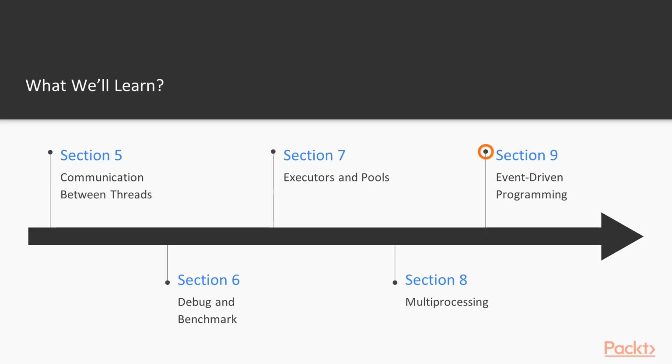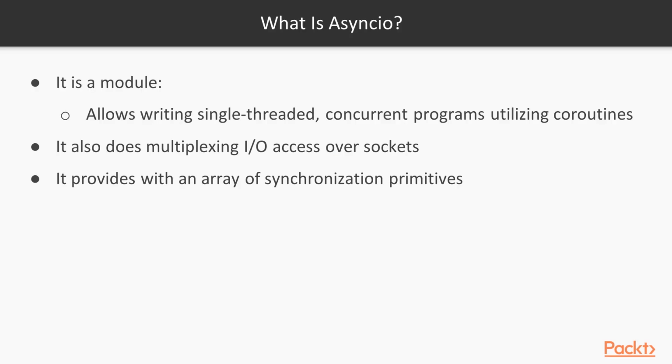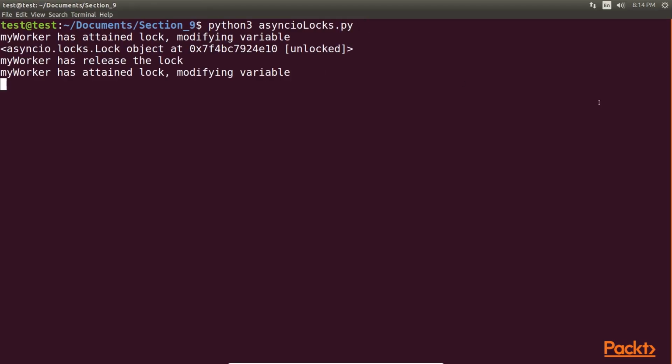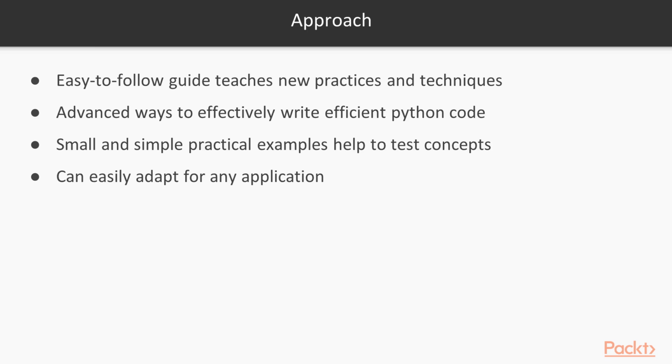The final section covers the paradigm of event-driven programming before covering how async I/O works and how we can use it for our own event-driven Python systems. This easy-to-follow guide teaches you the new practices and techniques to optimize your code, and then moves into more advanced ways to effectively write efficient Python code.